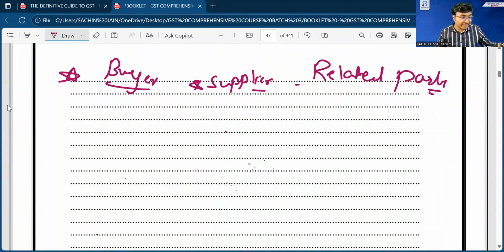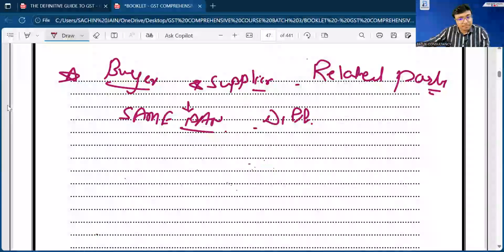Because if we take the transaction value in case buyer and supplier are related parties, there may be chances of manipulation. So first thing which we need to learn is what do you mean by related party? Related party means same PAN but different GSTN. Same PAN number but different GSTN.